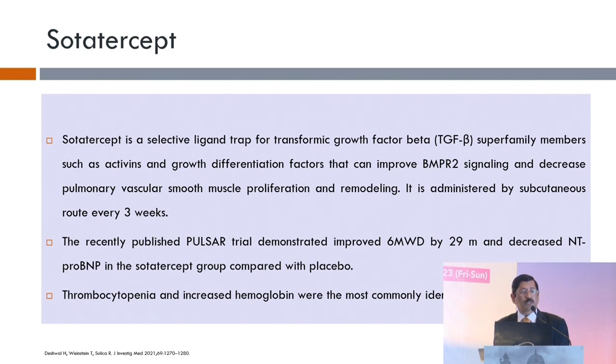Coming to the best one, sotatercept, it's a selective ligand trap for transforming growth factor beta. And the recently published PULSAR trial demonstrated that it improved, again, the 6-minute walk distance by 29 meters and decreased the NT-proBNP in the sotatercept group compared to the placebo. Thrombocytopenia and increased hemoglobin were the chief adverse events.